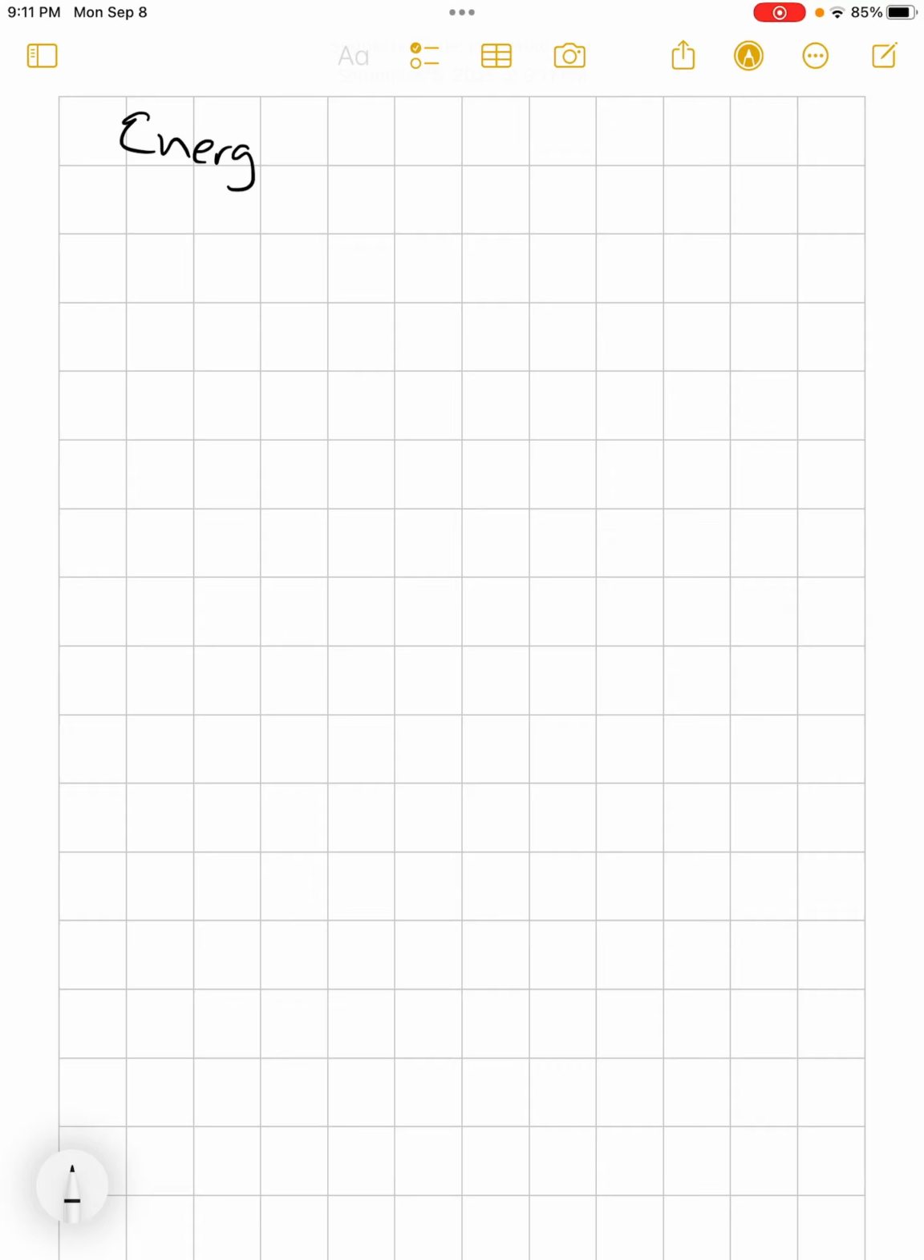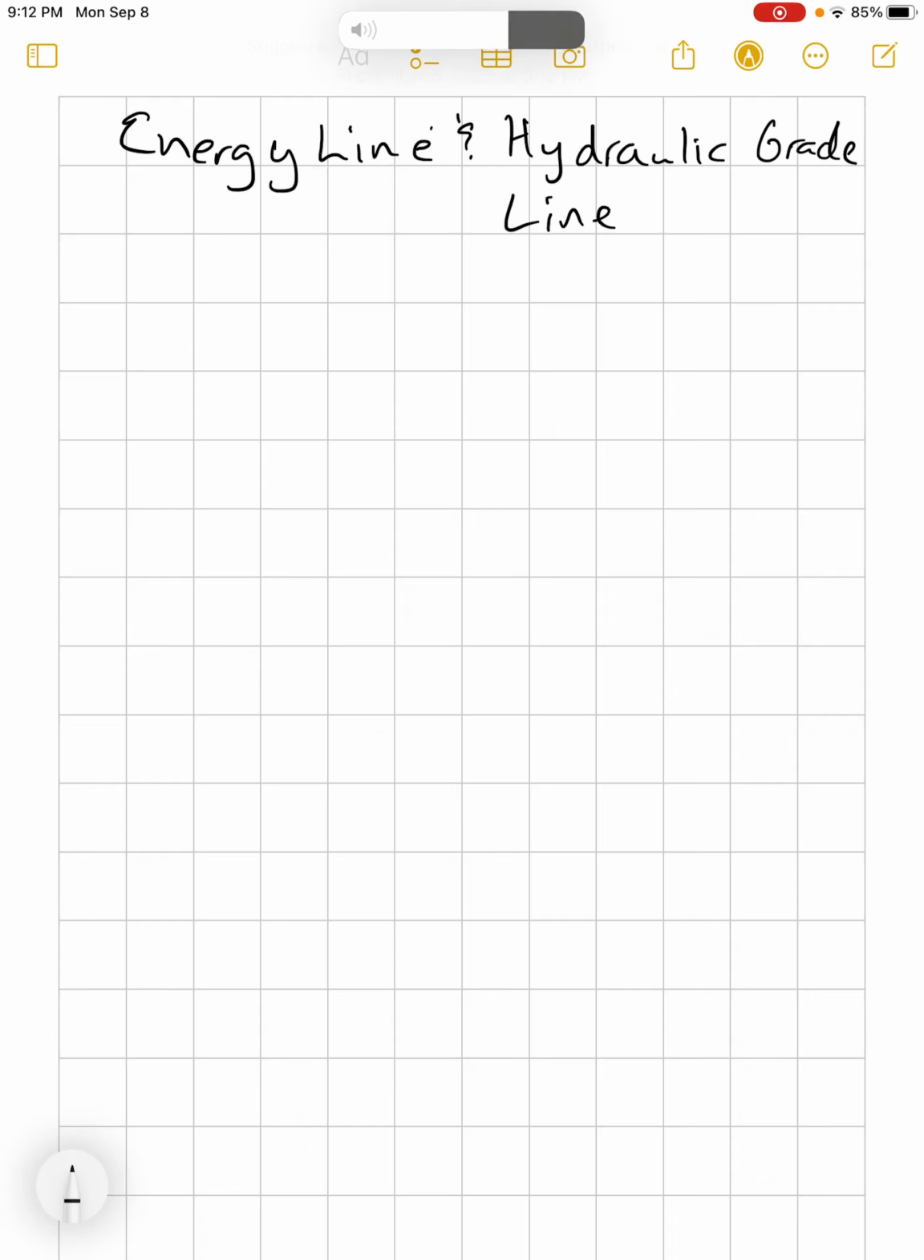So in this example, we're going to talk about the energy line and the hydraulic grade line. Okay, and the idea behind this is that we want to be able to measure different aspects of flow.